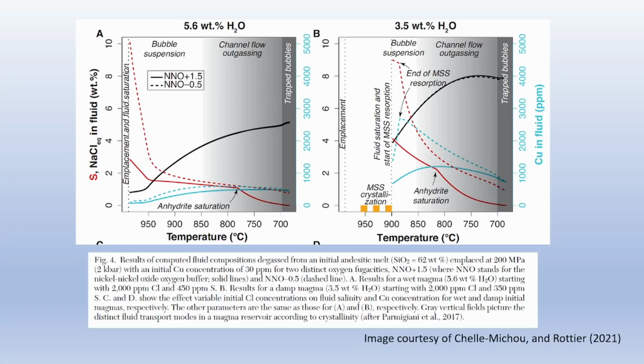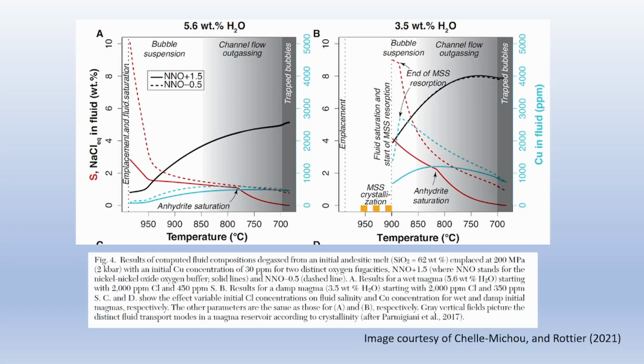Now look at the blue curve, copper in fluid. It rises sharply as we hit the outgassing window again. This delayed but enriched fluid phase is perfect for porphyry formation, with lots of copper ready to move toward the upper crust.